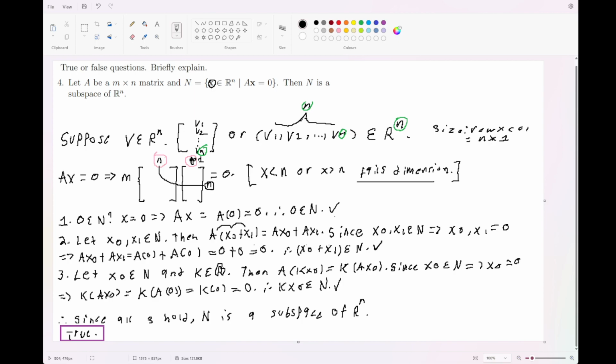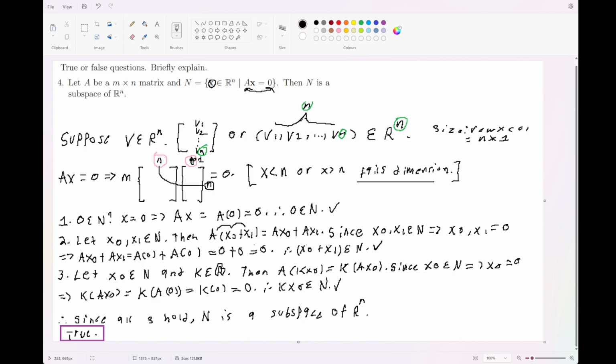Just goes into there. Since x naught and x1 are elements of N, that implies that A x naught and A x1 equal 0, because this piece needs to hold true. Right, so that implies that A x naught plus A x1 equals A times 0 plus A times 0, which equals 0 plus 0 equals 0. So therefore x naught plus x1 is an element of N, so it's closed under addition.